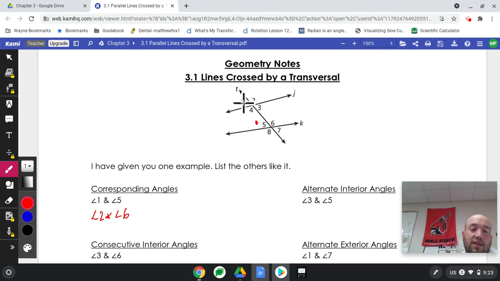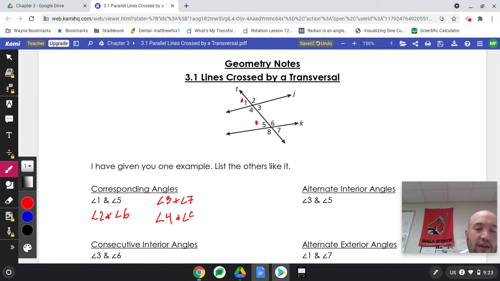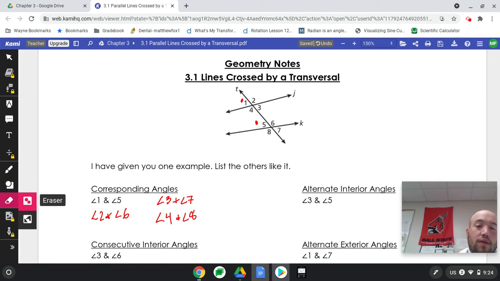Now, what if I go instead down to the right? That's 3. Down to the right from the intersection is 7. So angle 3 and angle 7. Down to the left is 4, and down to the left is 8. So 4 and 8. Those are our sets of corresponding angles. All right, now on to the next one.